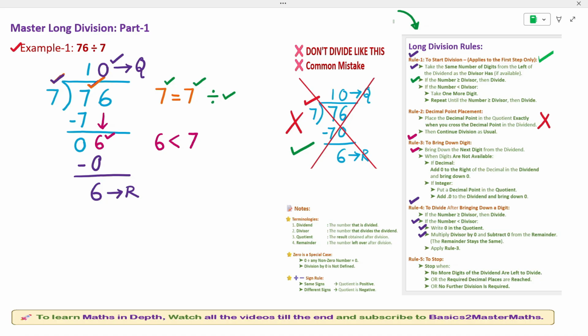Observe, in basic mathematics, you can say the division is complete because no more digits on the dividend are left to divide. And this is the correct approach.